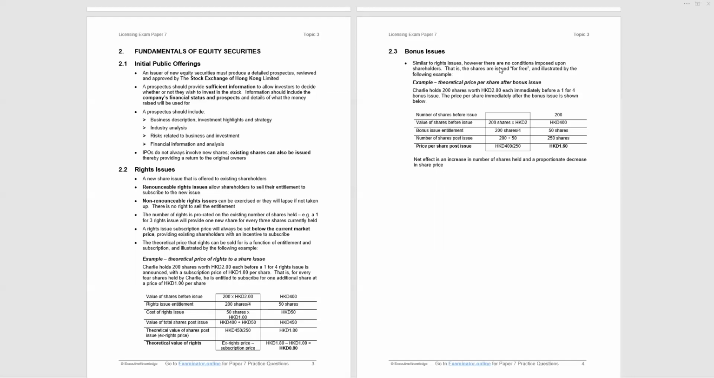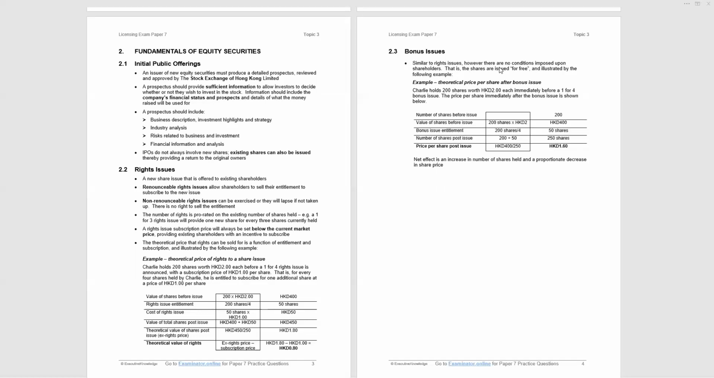The rights issue subscription price will always be below the current market price. Otherwise, it's not going to work. There's no incentive to existing shareholders to buy more shares. And a very important concept, the theoretical price that rights can be sold for, it's a function of your entitlement and the subscription price. And we're going to look at an example.